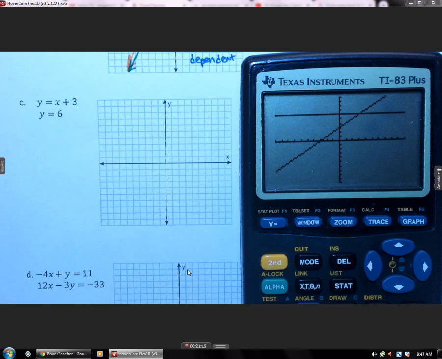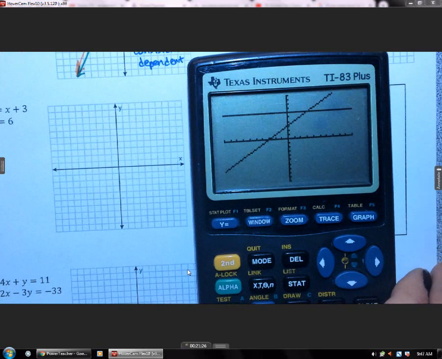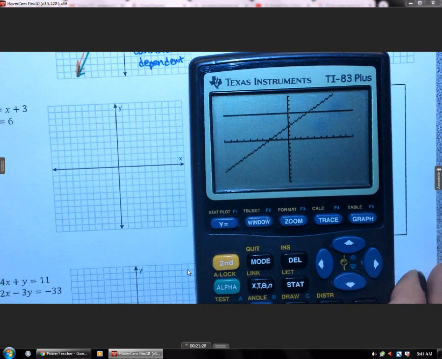Okay, what type of system is this? Consistent, independent. Good job. How many solutions does this have? One. Your calculator will tell you the point where they intersect. Do you have to graph it even?